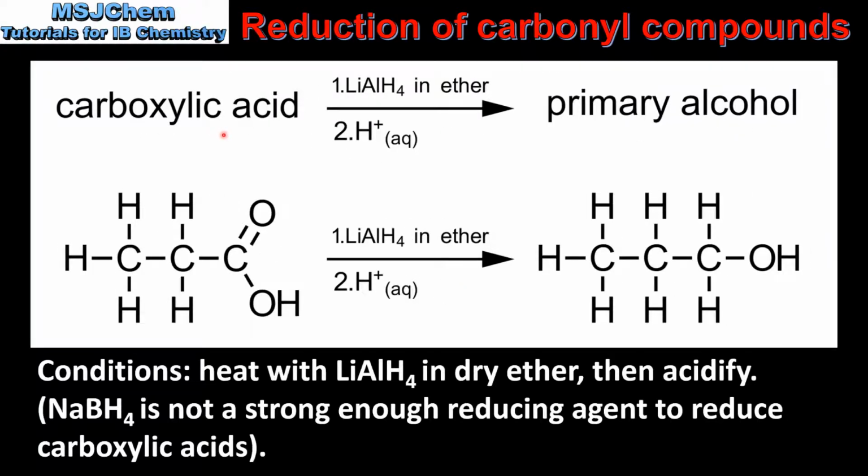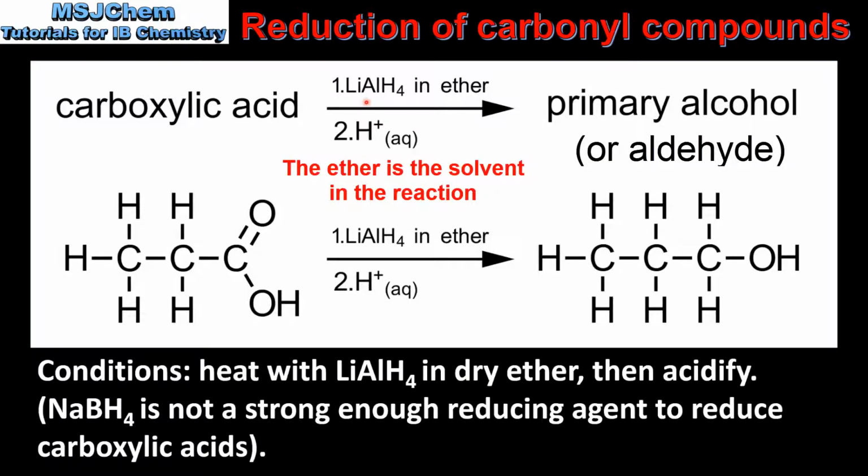And finally, we have the reduction of carboxylic acids. So carboxylic acids can be reduced to form primary alcohols. Note that carboxylic acids can also be reduced to form aldehydes. The reducing agent used in the reaction is lithium aluminium hydride. This reducing agent is used because sodium borohydride is not a strong enough reducing agent. In this example reaction, we have the carboxylic acid, which is propanoic acid, being reduced to form the primary alcohol, which is propan-1-ol. The conditions of the reaction are react with a reducing agent and then acidify.